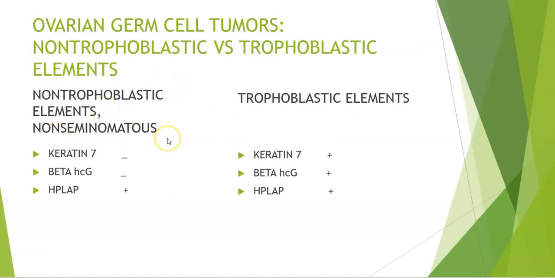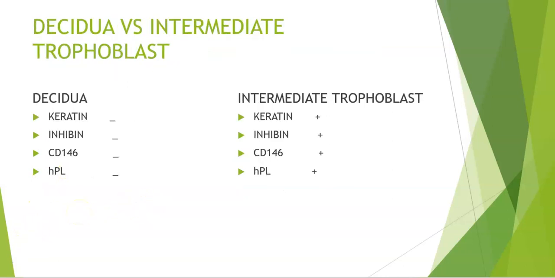Non-trophoblastic elements in non-seminomatous tumors versus trophoblastic elements. The trophoblastic element will show positivity for keratin 7, beta HCG and H-PLAP, while the non-seminomatous non-trophoblastic element will show positivity only with H-PLAP. Now, how does IHC play a role in differentiating between decidua and intermediate trophoblast? Decidual cells are negative for keratin, inhibin, CD146 and HPL, while all are positive in intermediate trophoblast. So intermediate trophoblast will be positive for keratin, inhibin, CD146 and HPL. Thank you.